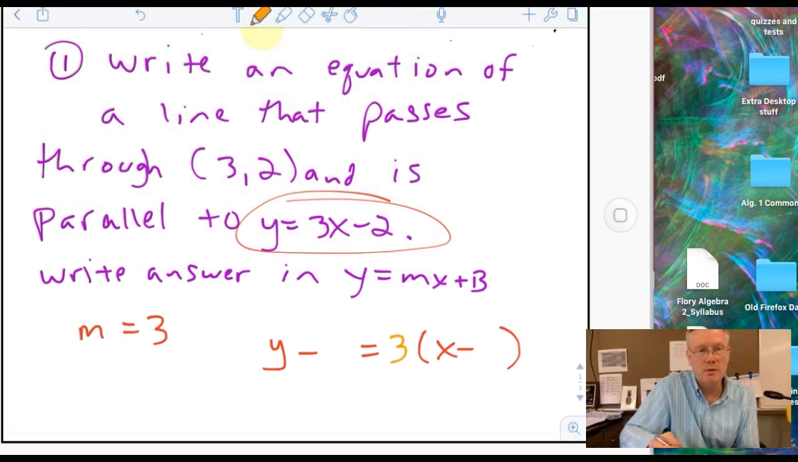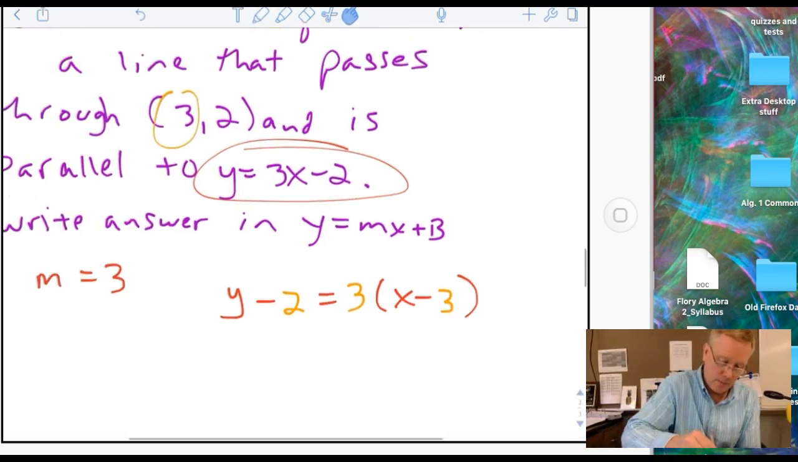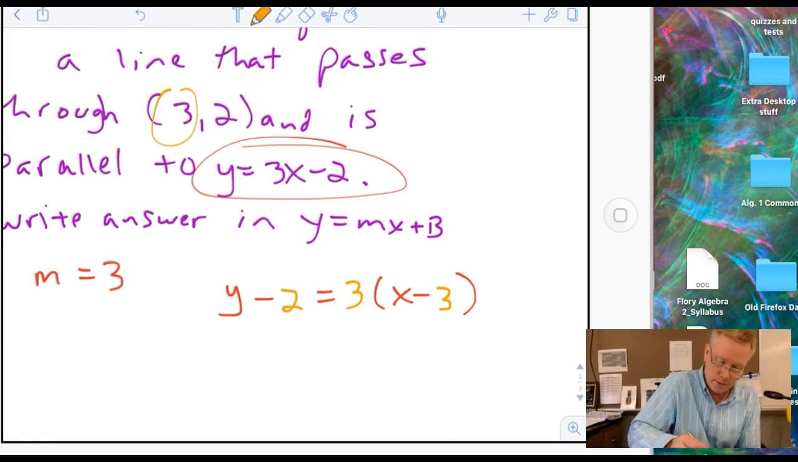I'm going to plug in the 2 and the 3 into the formula, so the y coordinate goes next to the y, which is the 2, and the x coordinate, which is the 3, goes next to the x. Now, this is easy just to get into y equals mx plus b. I'm going to do distributive property. I get 3x. 3 times 3 is 9.